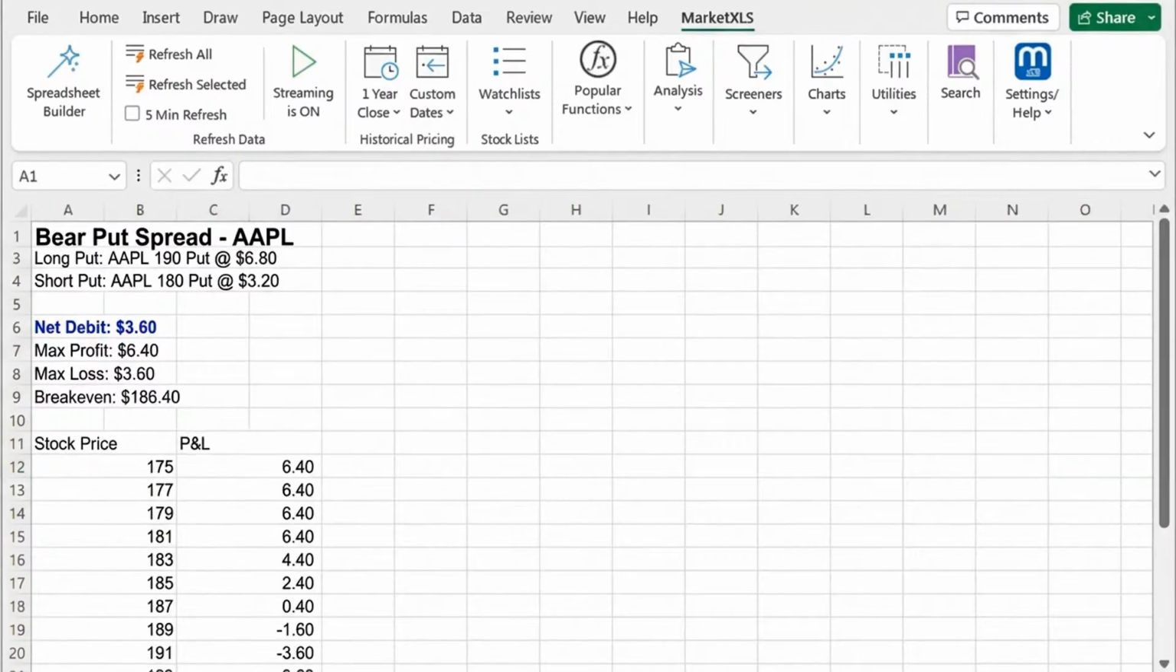The bear put spread works the same way, just in the opposite direction. If you are moderately bearish, you buy the higher strike put at 190 and sell the lower strike put at 180. Your net debit here is $3.60. Max profit is the spread width minus the debit, so $6.40. And the break-even is the higher strike minus the debit, which comes to $186.40. Same framework, same Excel formulas, just applied to a bearish outlook.